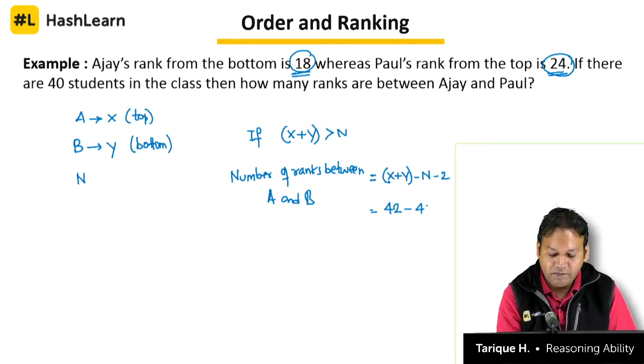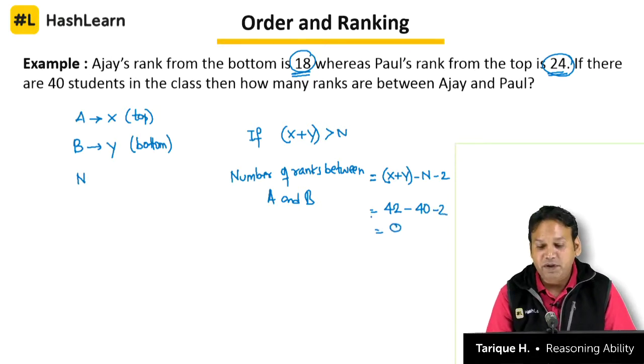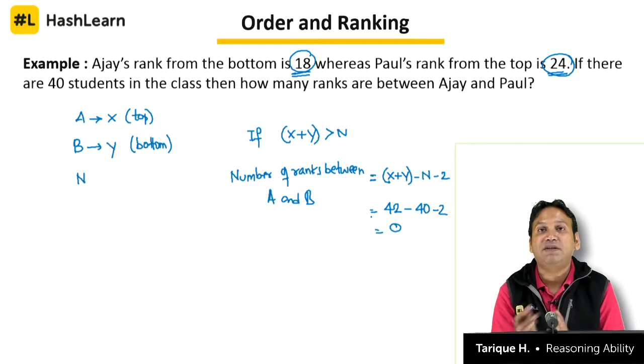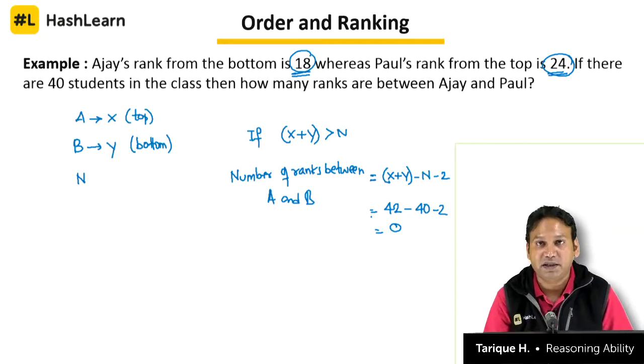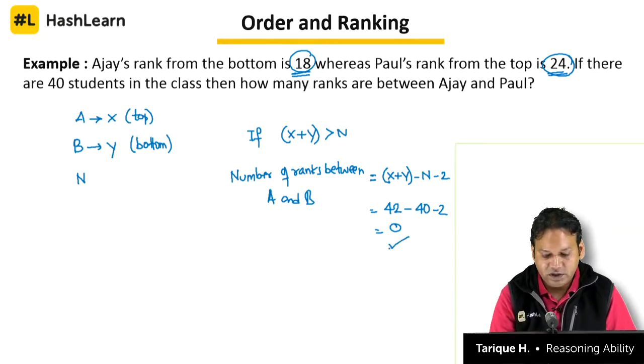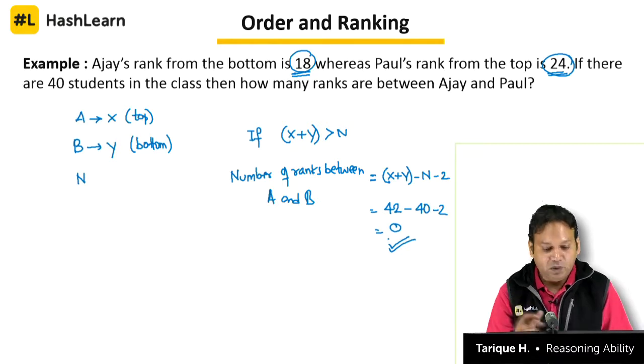Minus 40 minus 2, that means 0. How many students are there between Ajay and Paul? 0. That means they are ranked next to each other. There is no one who is ranked between Ajay and Paul. The answer for this question will become equal to 0.